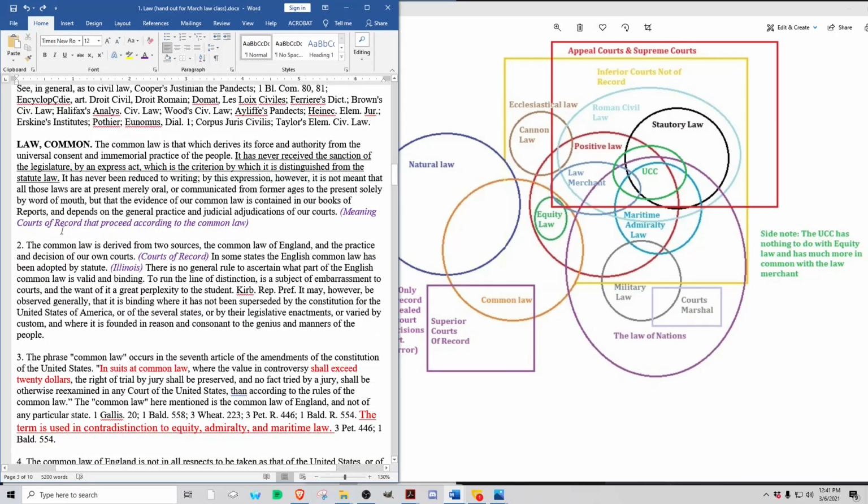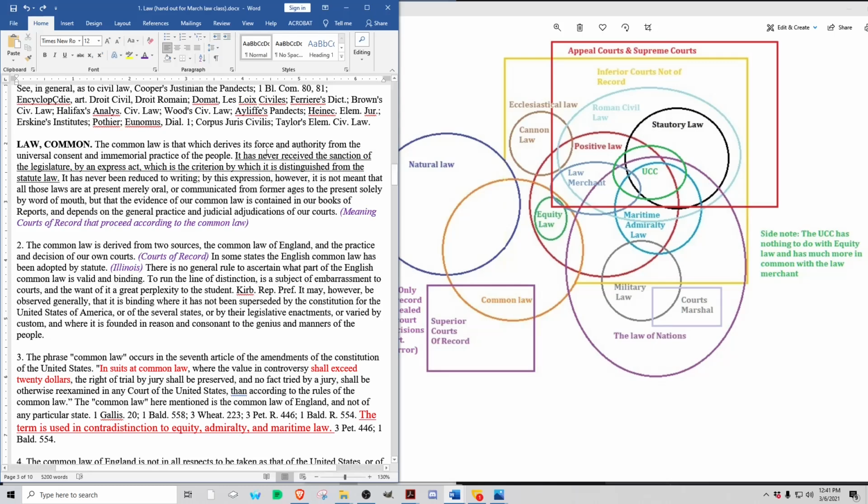So common law. The common law is that which derives its force and authority from the universal consent and immemorial practice of the people. It has never received the sanction of the legislature by an express act, which is the criterion by which it is distinguished from the statute law, right? Common law, statute law, no touchy. These two things have nothing to do with each other.